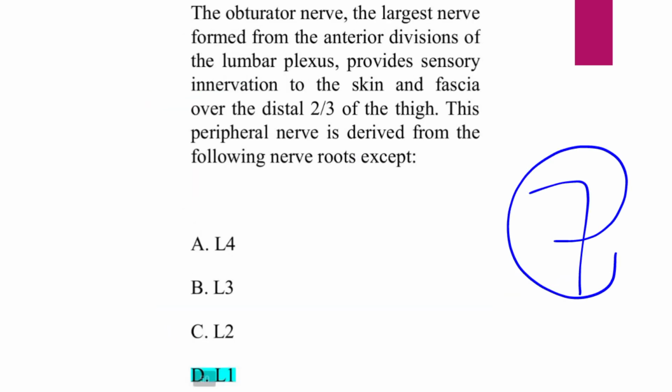MCQs number 7. The large nerve formed from the anterior root of the lumbar plexus provides sensory innervation to the skin and fascia over the distal two-thirds of the thigh. This peripheral nerve is derived from the following nerve roots: obturator nerve, accept.